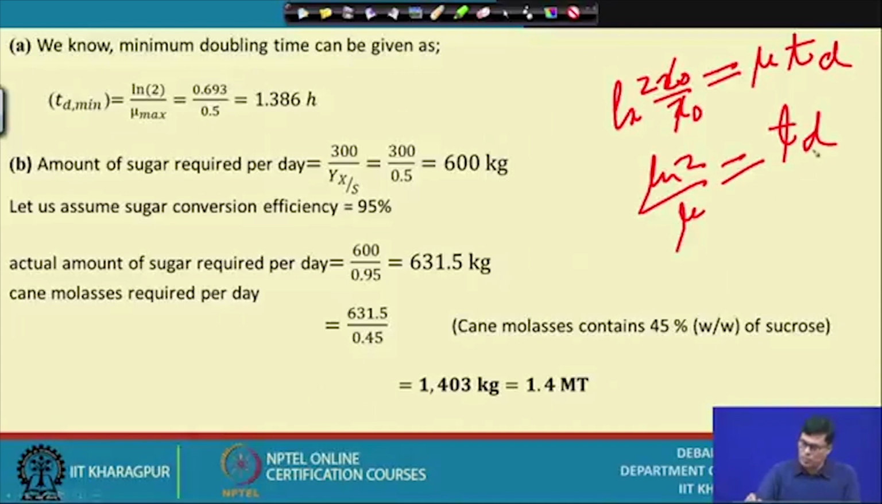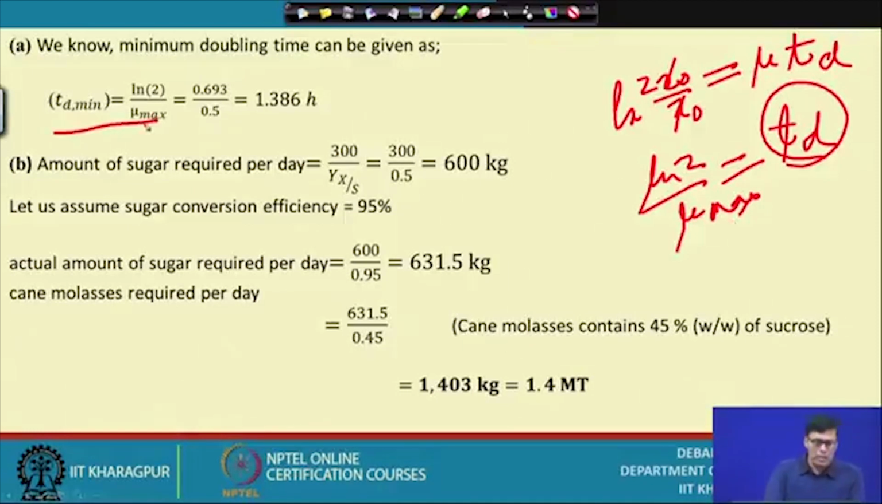Now, when will this doubling time be minimum? When mu is mu max, then it will be minimum. This is exactly what we have written here. Doubling time equals ln2 by mu max, and ln2 is 0.693 and the mu max is 0.5. So, it is coming around 1.386 hour. That is the minimum doubling time that is required for the cells.